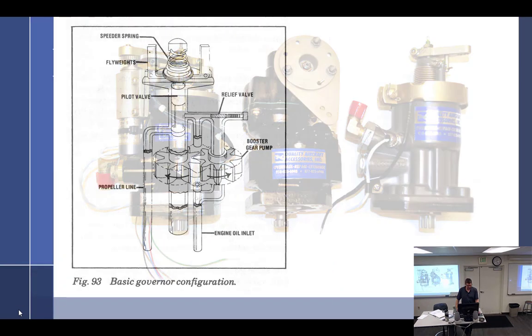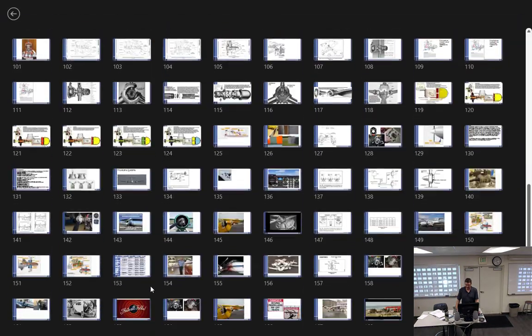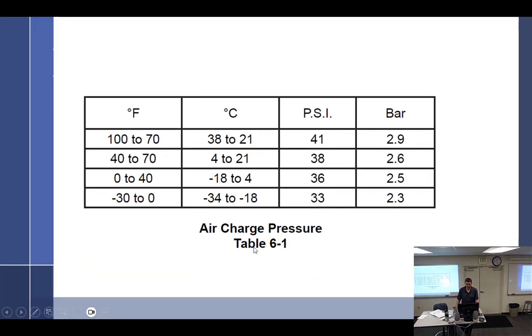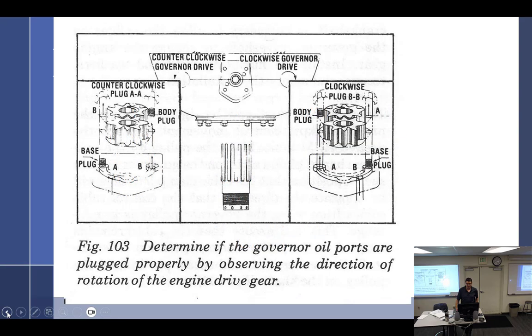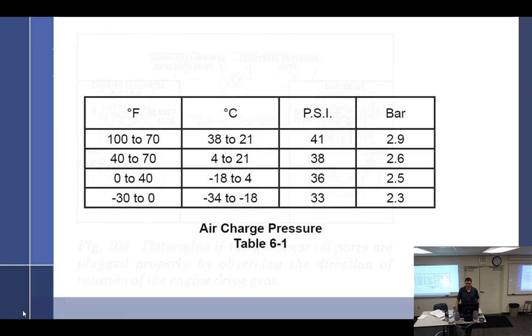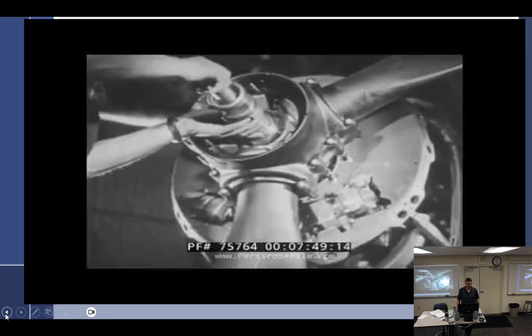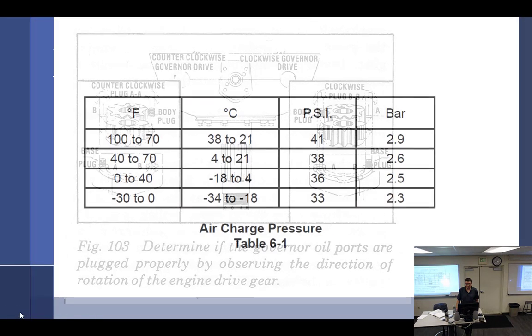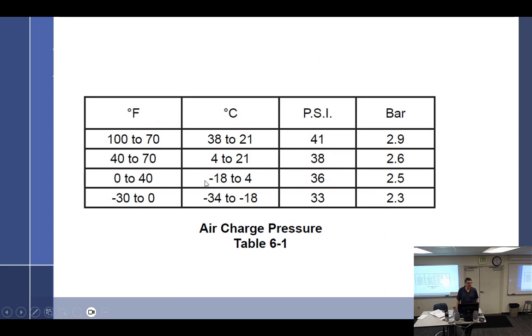Now let me see if I have one slide here that I used to do. I think I threw it out. Here we go. Nope. What was this one? Oh, jeez. So, air charge. There's your air charge table out of which propeller? Oh, the Hydromatic. The Hartzell. Yeah, we already watched that. That was the plugs in there. So this is the charge for the Hartzell. Air pressure.